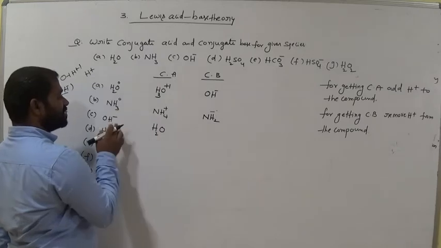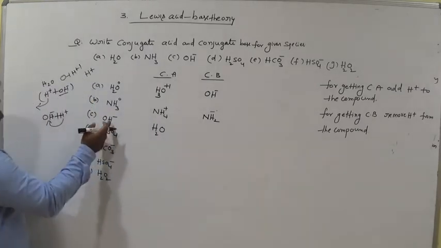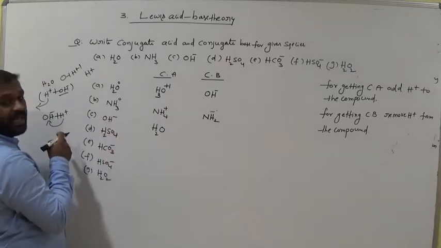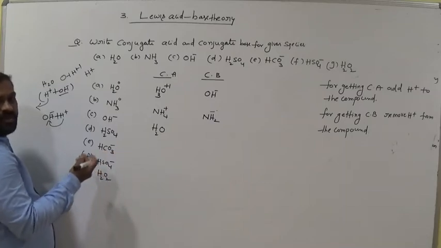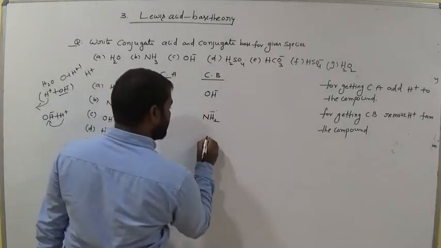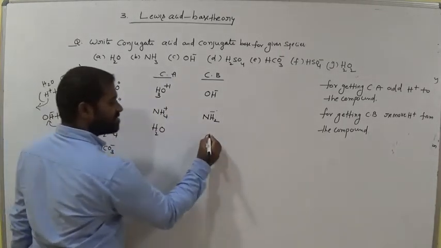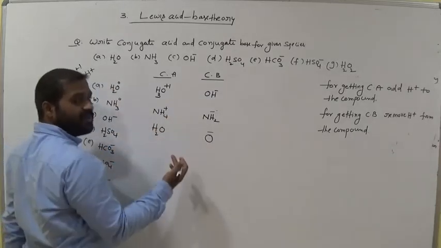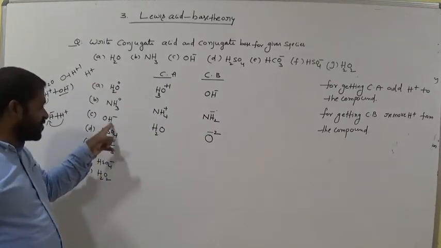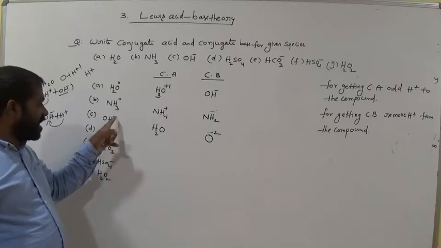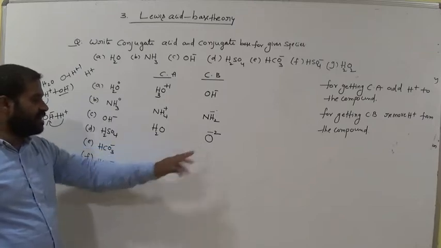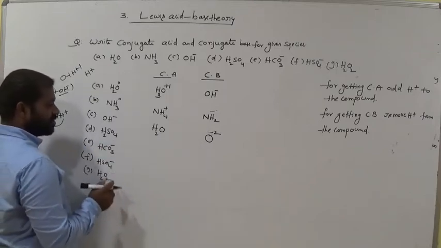Now H2O is the conjugate acid of OH minus. Remove H plus from this one. Already it has minus 1. When we remove H plus, instead of that we add one more minus. Then what is the remaining one? O. Already it has minus. When we remove H plus, add one minus. Then minus plus minus is minus 2. So then it becomes O minus 2. Come to here, H2SO4.